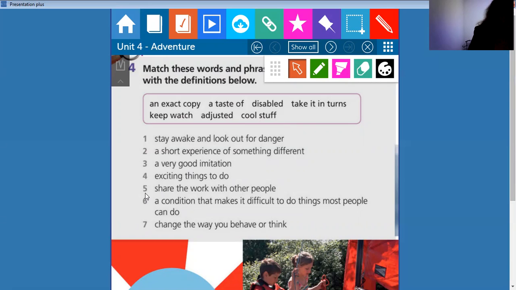Number 5, share the work with other people. Take it in turns. Number 6, a condition that makes it difficult to do things most people can do. Disability. Number 7, change the way you behave or do things. Adjusted. Okay, good.